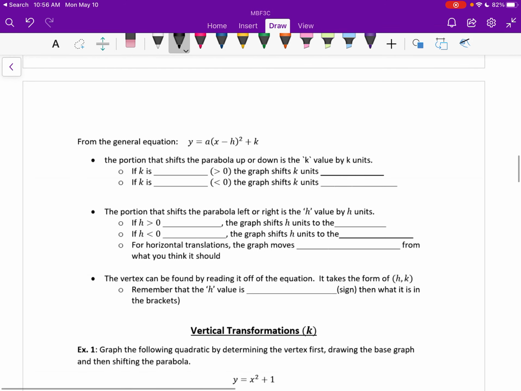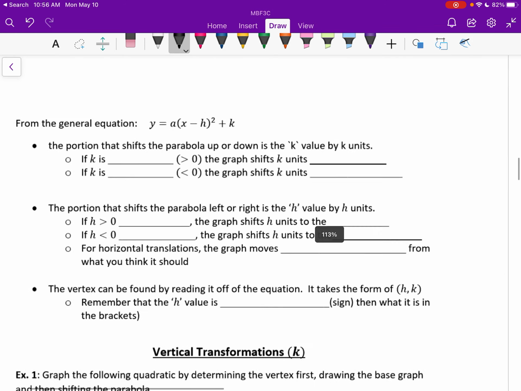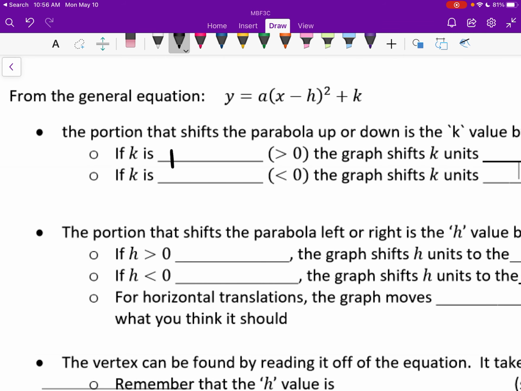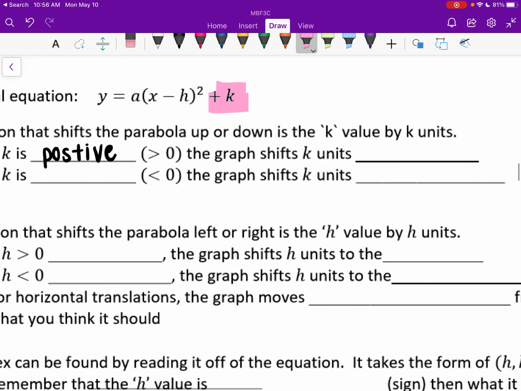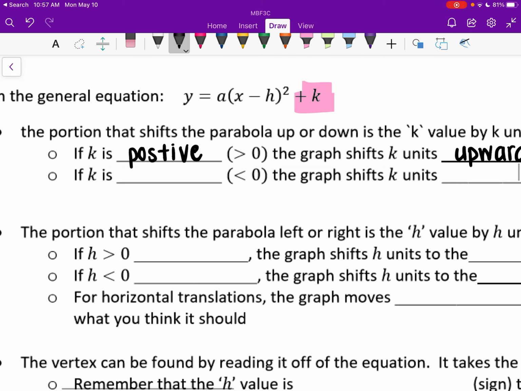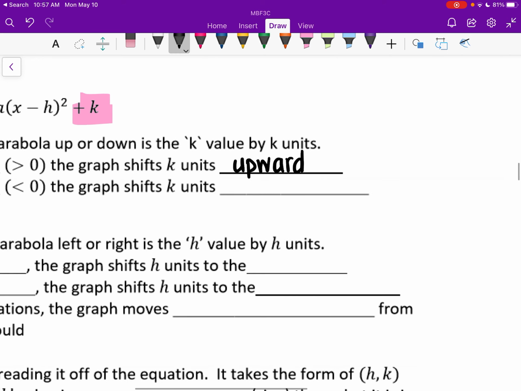Okay. So I'm just going to give this like a summary, right? So if k is positive, if the value at the end here, k, is positive, then the graph shifts k units up, right? So it moves upwards. And that one makes sense because if it's positive, it's going to move up. If k is negative, like a -3, a -4, it's going to shift k units downwards.